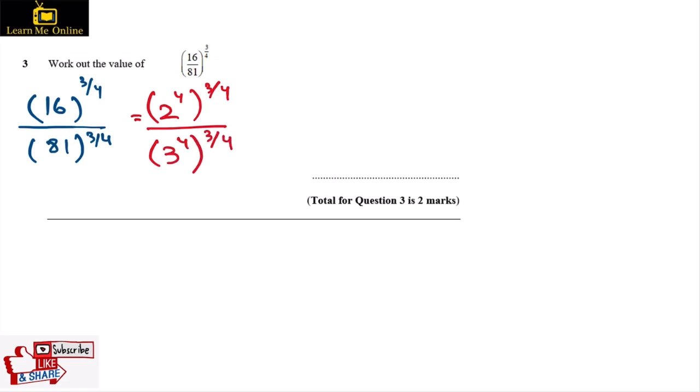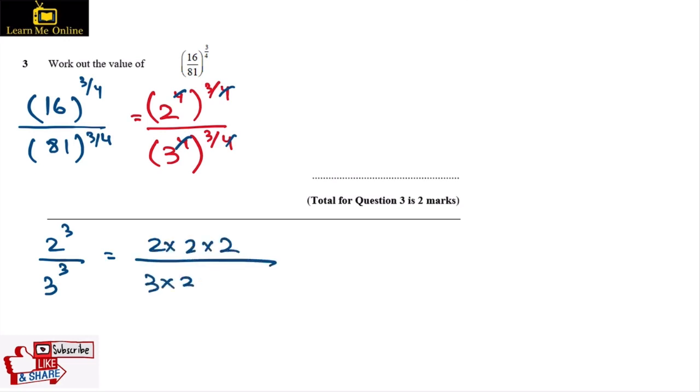What we see now is that this 4 and this 4 would simplify each other. What you'll have in the numerator now is 2 power 3. The denominator is 3 power 3. 2 power 3 means you multiply 2 by itself 3 times, and 3 power 3 means you multiply 3 by itself 3 times. So 2 times 2 is 4, 4 times 2 is 8 in the numerator, and 3 times 3 is 9, 9 times 3 is 27 in the denominator. So the simplification of the whole of it would be 8 over 27.